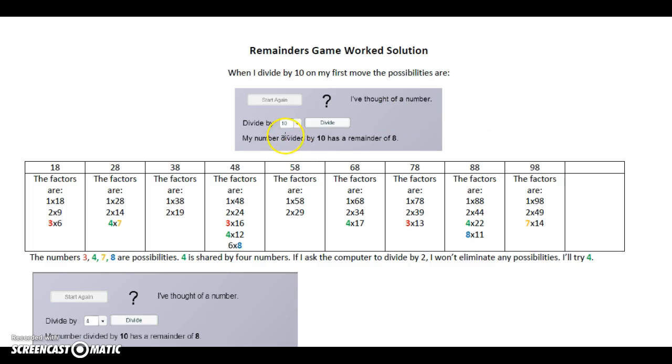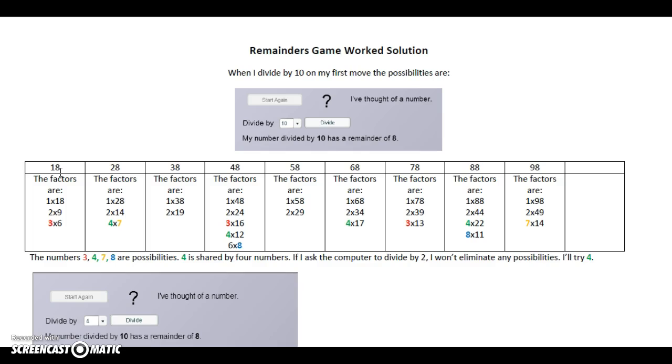Now, how I got that is, if I had 18 divided by 10, it would go in 1 time with a remainder of 8. If I had 28 divided by 10, it would go in 2 times with a remainder of 8. And if I had 38 divided by 10, it would go in 3 times with a remainder of 8, and so on.